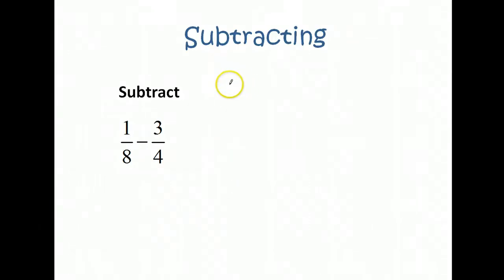Subtracting, remember, we do same, change, change. So for same, change, change, the first fraction stays the same. Change subtraction to addition, and then I change the second fraction by writing the opposite. So this is 3/4, the opposite is negative 3/4.